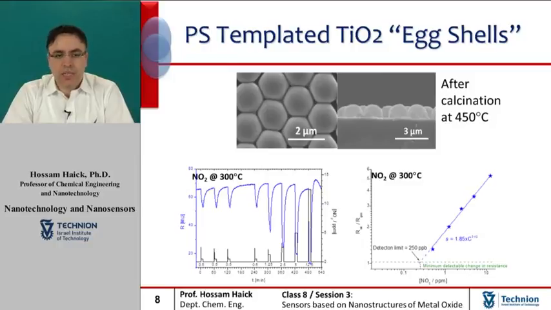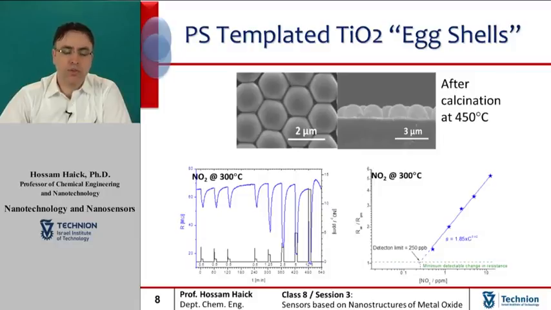The present slide shows representative results on exposure of the titanium oxide eggshell structures to nitrogen dioxide at 300 degrees centigrade. The right graph is the calibration curve showing the normalized response as a function of nitrogen dioxide concentration. From this curve, the detection limit can be estimated to be on the order of 250 ppb.